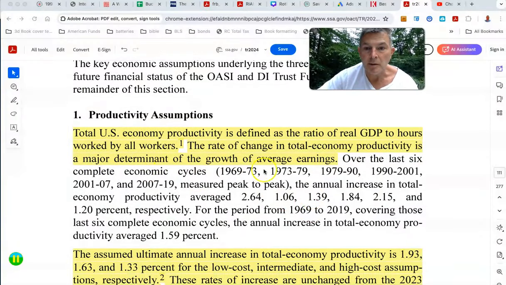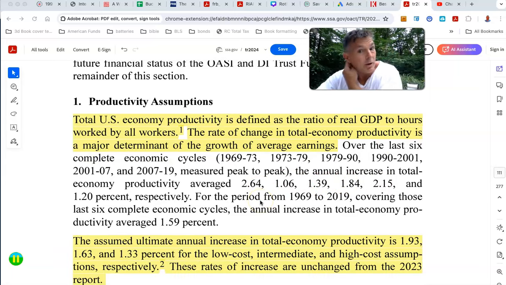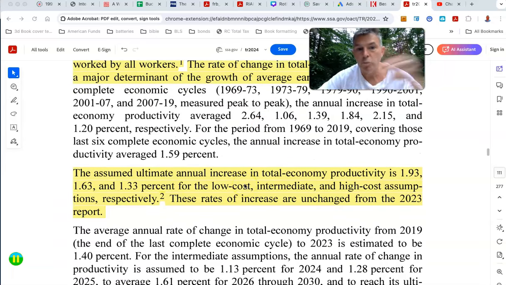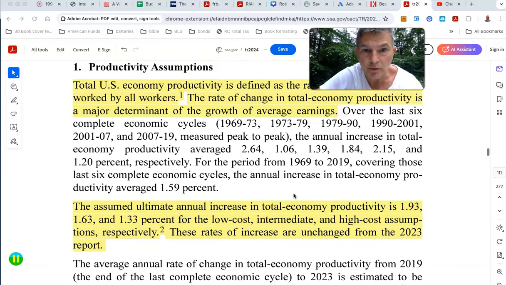Over the last 6 economic cycles, the annual increase in total economy productivity averaged 2.4, 2.6, 1.06, 1.39, 1.8. You can see all that. But you can see we haven't got anywhere above 2% other than from the 1969 to 1973 cycle, which was the beginning of the massive inflation. Isn't that interesting? Now, let's keep going. The assumed ultimate annual increase in total economy productivity is 1.93 for low cost, 1.63 for intermediate, and 1.33 for high cost assumptions, which are unchanged from 2023.